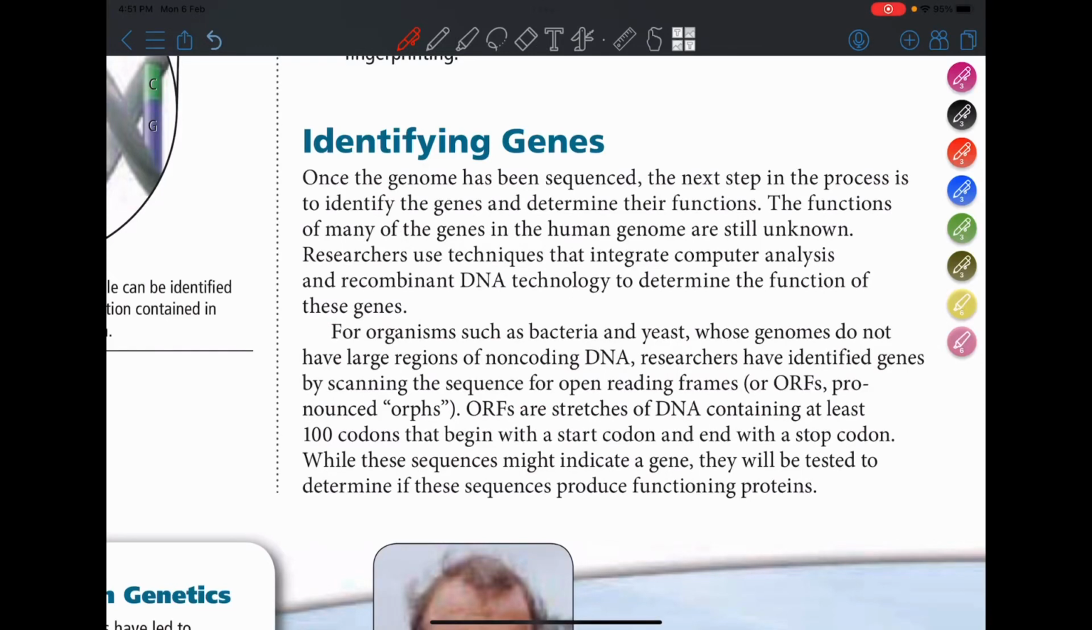Hi everyone, we're going to continue our lesson about the human genome, and we're going to start with identifying genes. In the last lesson we talked about DNA fingerprinting.